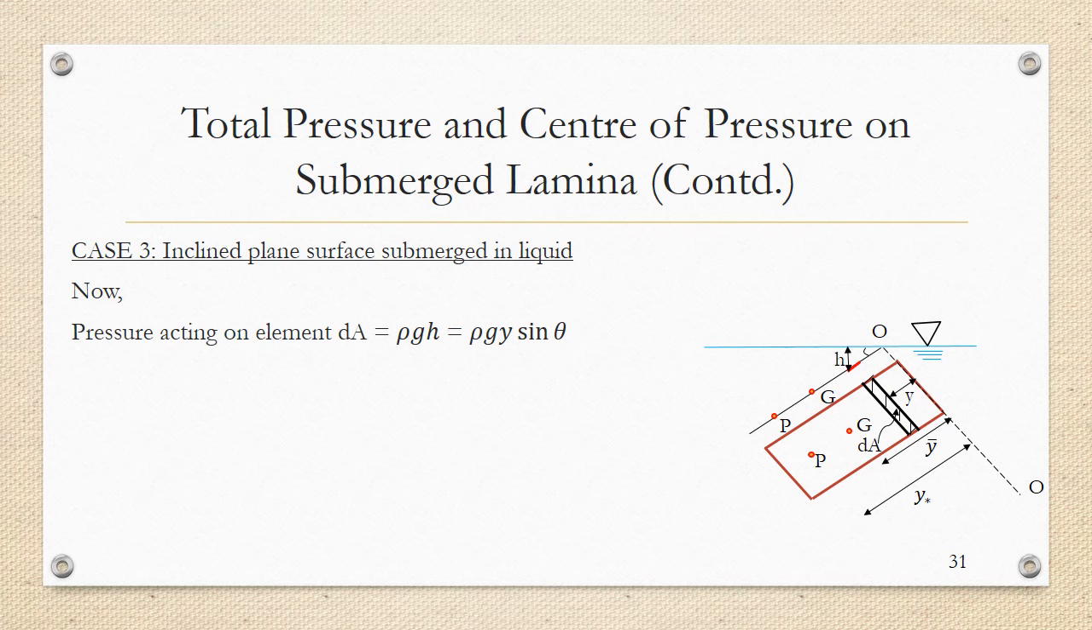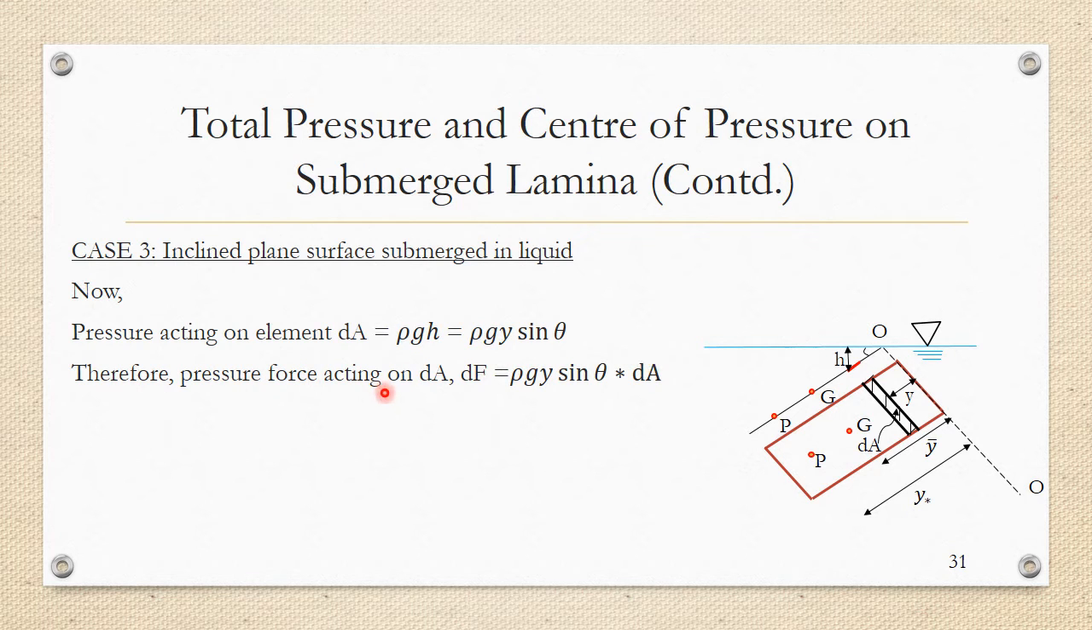Now, the pressure acting on the element dA would be equal to rho into g into h. This is because h is the vertical distance of this element below the free surface, and any point that is at a depth h below the free surface has a pressure equal to rho gh acting on it, and the expression rho gh can be replaced as rho g into y sine theta, because I know that h is equal to y sine theta. Now, if I found out pressure, I can also find out the pressure force simply by multiplying it with the area on which it is acting.